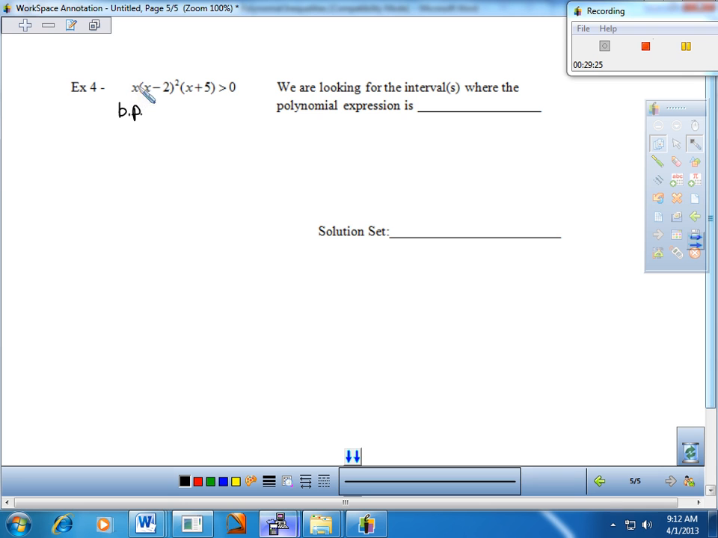So the boundary point that comes from a factor of x is 0. The boundary point that comes from a factor of x minus 2 is 2. And from there, -5. Again, let's get ourselves squared away. I've got -5 right here, 0 right here, and 2 right here. Okay. What are we looking for? We're looking for where this big quartic expression is greater than 0. So we want where it is positive.